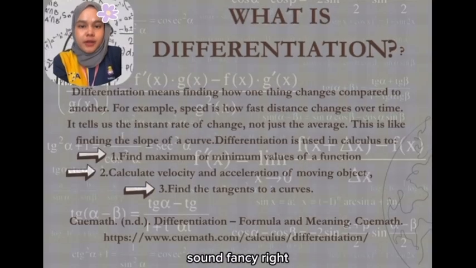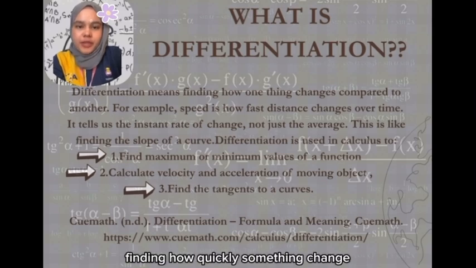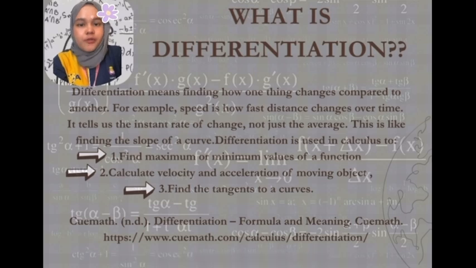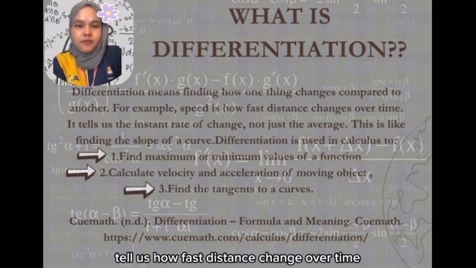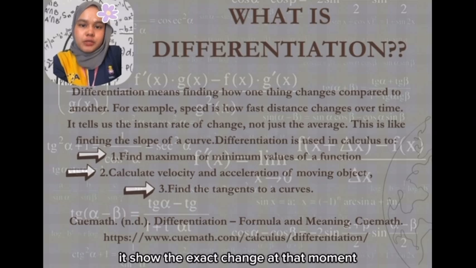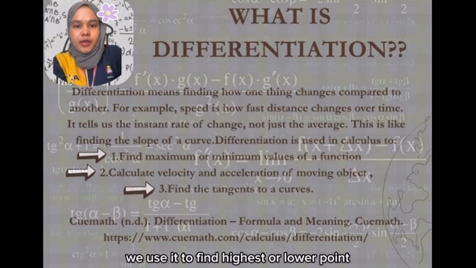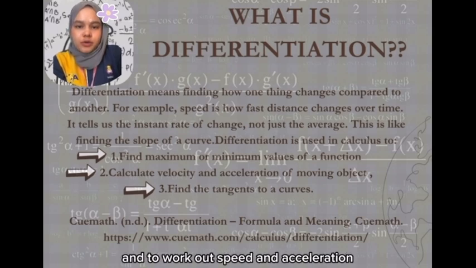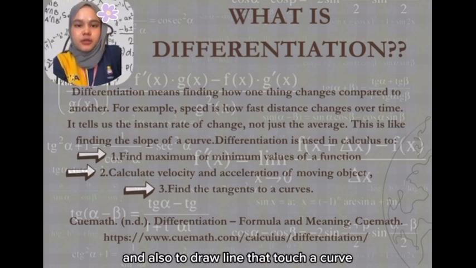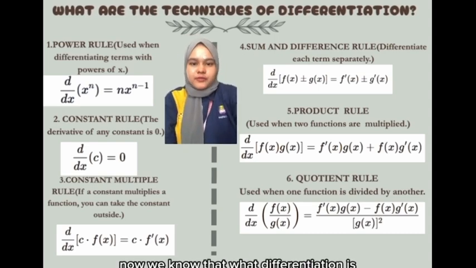Differentiation sounds fancy, right? But what does it really mean? Let's explore. Differentiation means finding how quickly something changes. For example, speed tells us how fast distance changes over time. It's like finding the slope of a curve at one point. It shows the exact change at that moment, not the average. We use it to find the highest or lowest point, to work out speed and acceleration, and also to draw a line that touches a curve, called a tangent. Now we know what differentiation is.